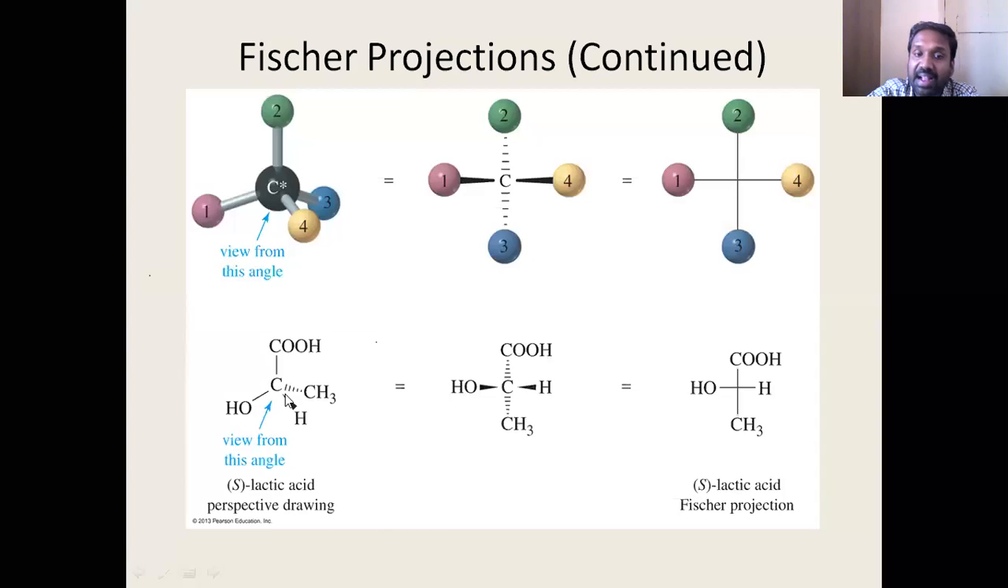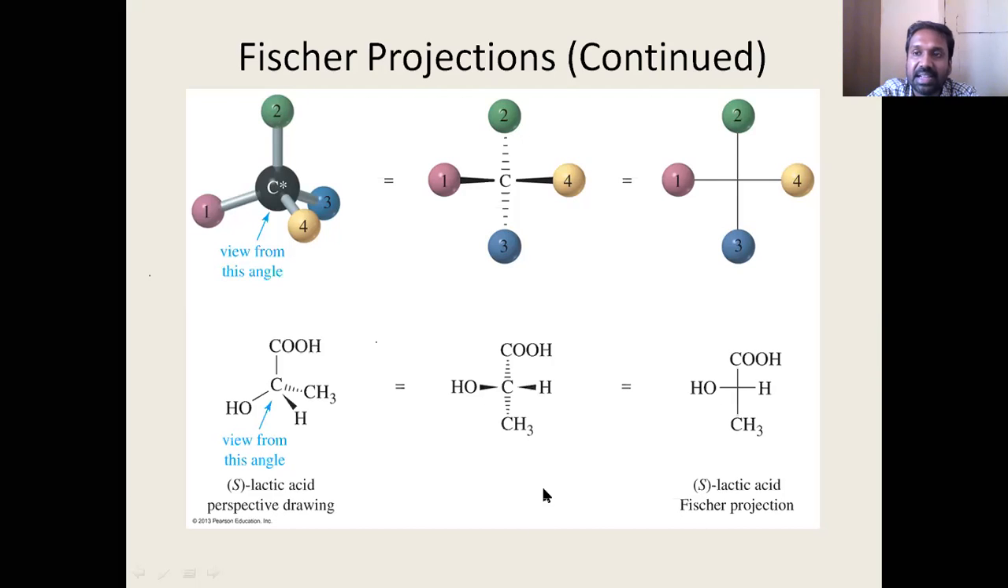Therefore, I choose an angle in which the COOH will be away from me. So away substituents will always be on the vertical line. That is the assumption of Fischer projection. Substituents which are away are on the vertical lines. Substituents which are towards us are on the horizontal lines. So I have chosen an angle to satisfy the Fischer assumption of keeping the highest oxidized carbon at the top of my projection formula. So this is the correct Fischer projection formula of lactic acid.